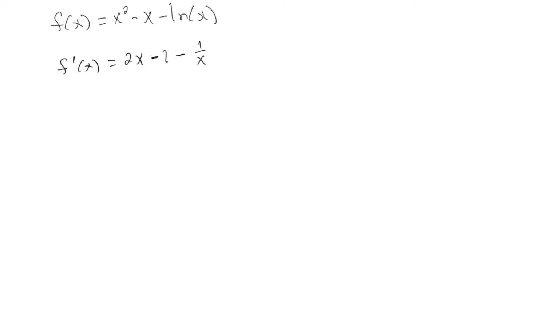Now whenever I have a fraction, the best practice here, remember, I'm going to set f prime equal to 0. So when I set f prime equal to 0, the simplest thing to do is have one big fraction. I'm going to go ahead and combine all of these terms here. So, 2x over 1, 1 over 1, and then 1 over x. So my common denominator here is x.